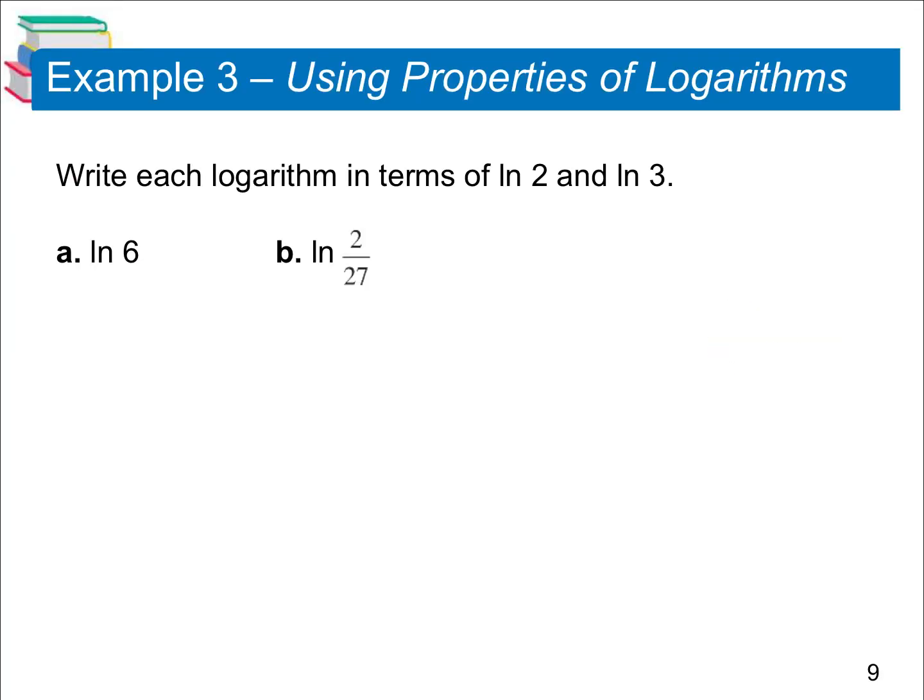So with this example, you have the natural log of 6 and the natural log of 2 over 27. It tells you to write each log in terms of ln 2 and ln 3. Well, if you look at example A, the natural log of 6, 6 is 2 times 3. So that means this is the same exact thing as saying the natural log of 2 times 3. We said in the sections before this that multiplication can be represented with addition. So that would just be the natural log of 2 plus the natural log of 3.